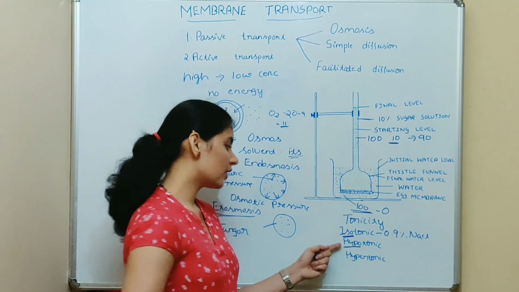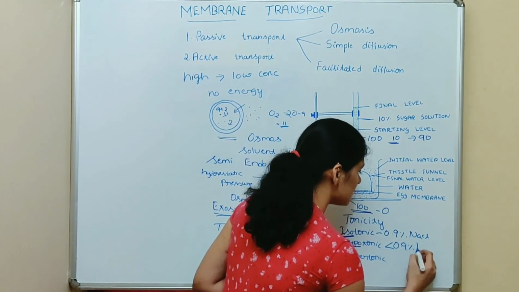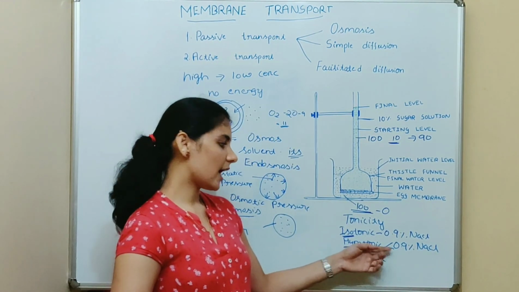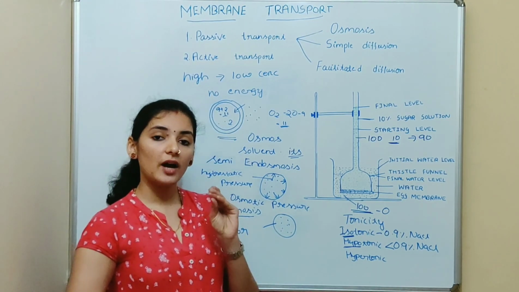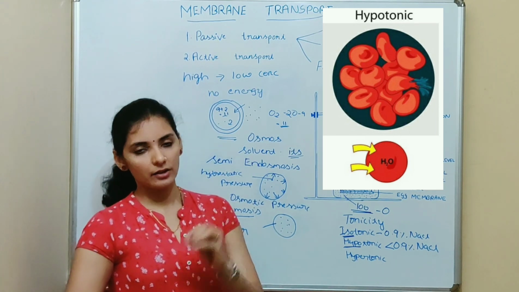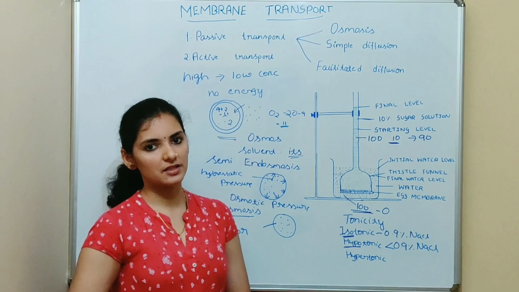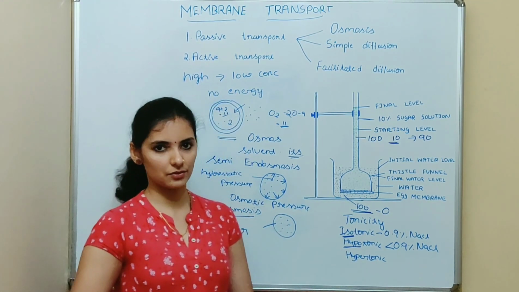The best example for hypotonic solution is a solution having a concentration less than 0.9% NaCl. This solution acts as a hypotonic solution for RBC. So when you add a drop of blood to a hypotonic solution, what happens? Endosmosis takes place. The cell will bulge and ultimately it will burst because it doesn't have a cell wall. That is regarding hypotonic solution.